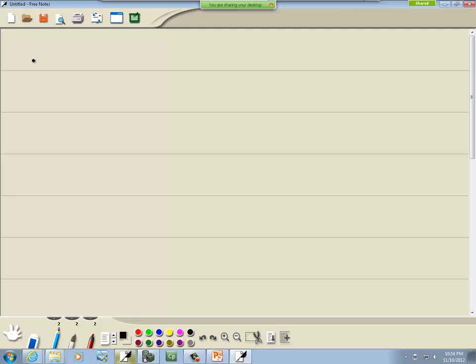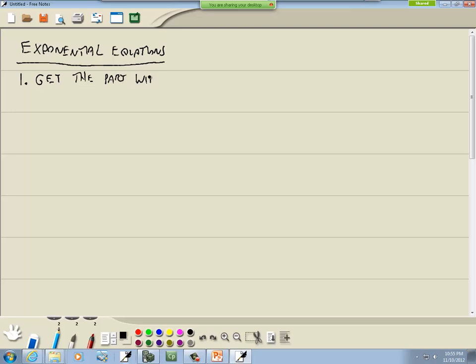Okay. Now we're going to take a look at solving exponential equations, and then we'll look at solving log equations. So let's refresh our memory on exponential equations from college algebra. Our first step: get the part with the variable and the exponent by itself. Don't want any numbers in front of it, don't want any numbers after it.